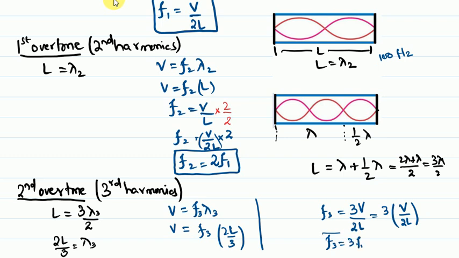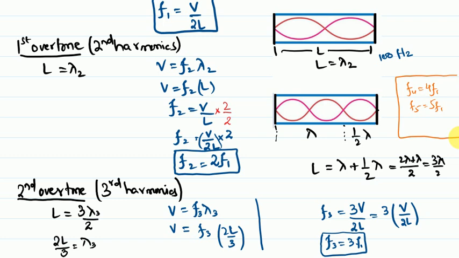Now we can see the pattern clearly: the first harmonic will be V upon 2L, the second harmonic will be twice the frequency of the first harmonic, and the third harmonic will be thrice the frequency of the first harmonic. Can you tell me something about the fourth harmonic? Let's make a side note here. The fourth harmonic F4 is equal to 4F1, and F5 is equal to 5F1.